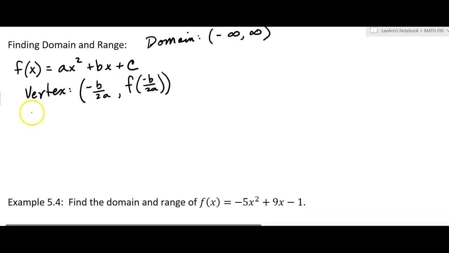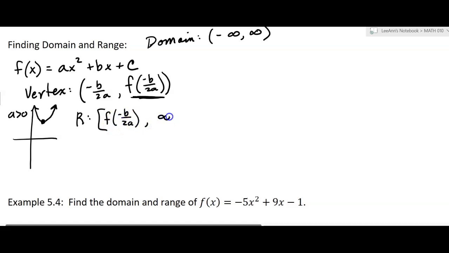Okay, so you have a parabola. Let's say it's a right side up parabola. If it's a right side up parabola, then a is greater than 0. All right, and so the range is going to go from that bottom point, and that bottom point is the y value of your vertex. So the range is going to go from f of negative b over 2a, comma, to infinity. Now, if it's an upside down parabola, then your a is less than 0, and the range is going to go from negative infinity up to f of negative b over 2a. So that's how you would do the range for those two cases.